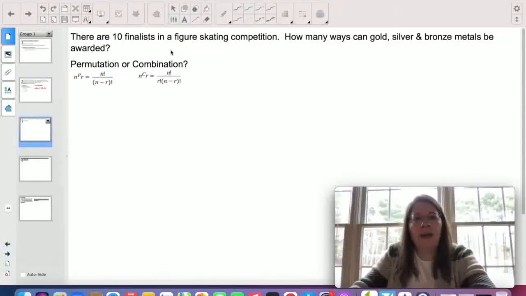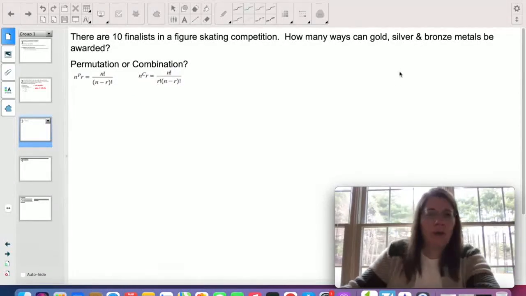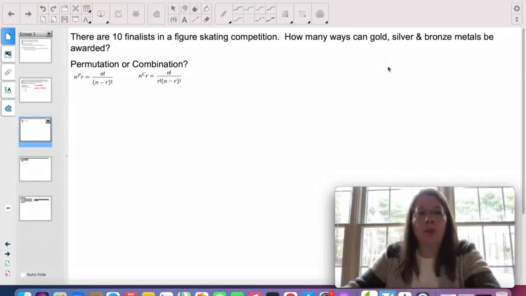So there are 10 finalists in a figure skating competition. How many ways can gold, silver, and bronze medals be awarded? First of all, we have to decide, is this a permutation or a combination? Are the gold, silver, and bronze different values? I would say yes. First place gets gold, second place gets silver, third place gets bronze. So the order is important here. This one would be a permutation.